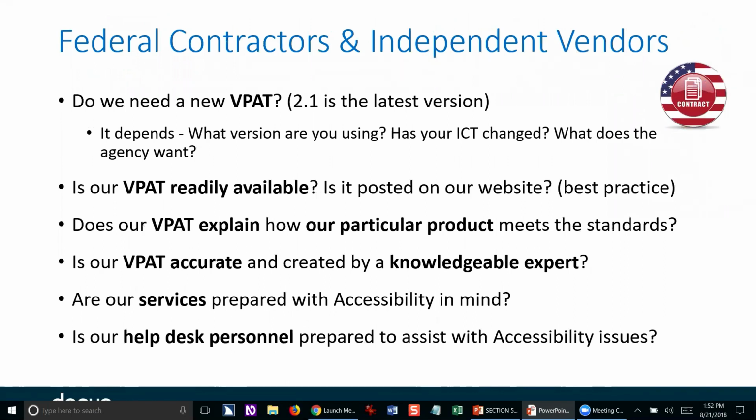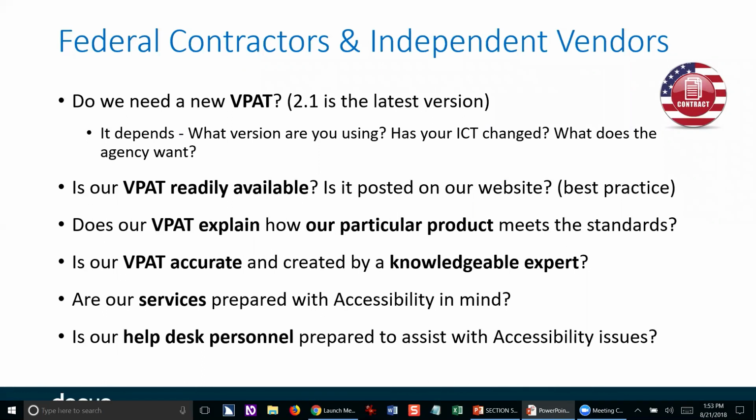Now, let's move on to federal contractors and independent vendors. Probably a question on your mind is whether you need a new VPAT. The answer is maybe. Versions 2.0 and 2.1 are aligned with the refresh, but version 1 is not. However, be sure to check with the agency you're doing business with to see what their requirements or requests are. But if you are building entirely new ICT, or if your ICT is changing, then you should use the latest version, which is 2.1, and that is the one that's posted on the ITI website.